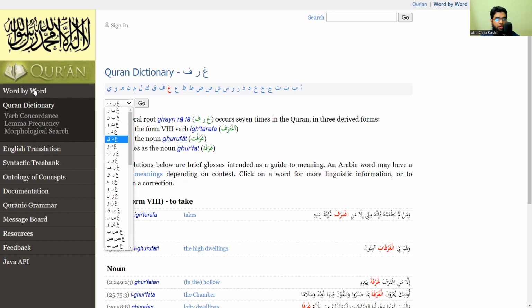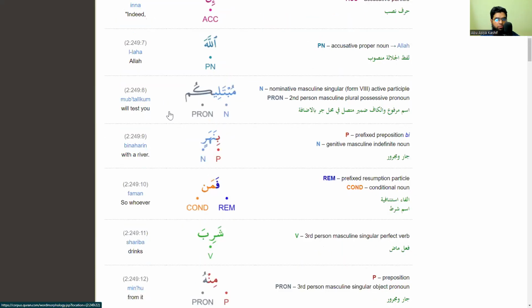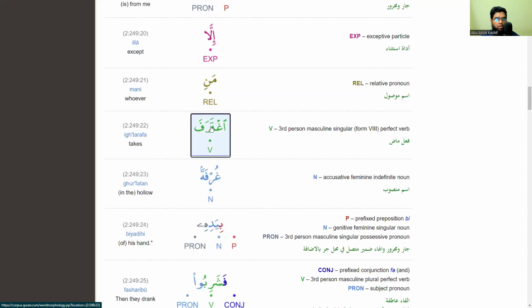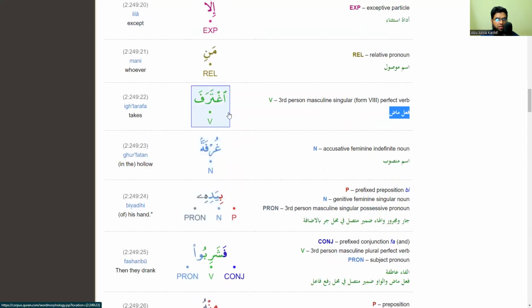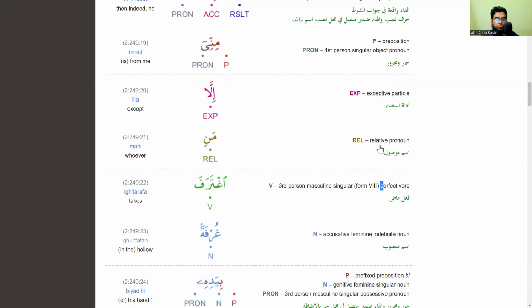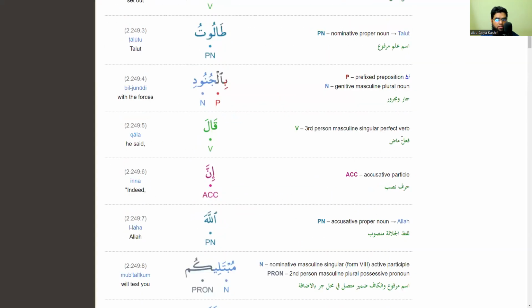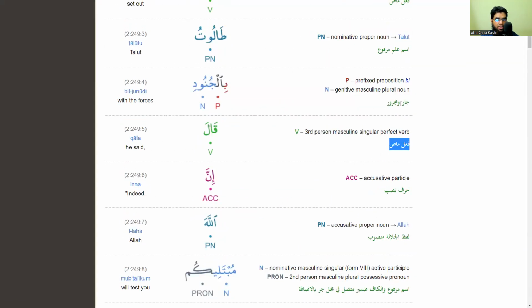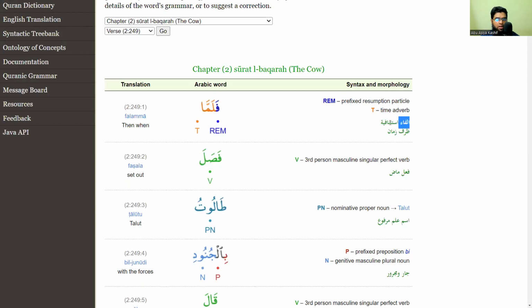But by the way, you can go to word by word Quran also, and you can see the i'rab also, easy i'rab. Like this is third person masculine singular, and this is fi'l madi. So where is the file? Yeah, I think the file is hidden. So you can see the simple i'rab here: fi'l madi, jar wa majrur, and so on.